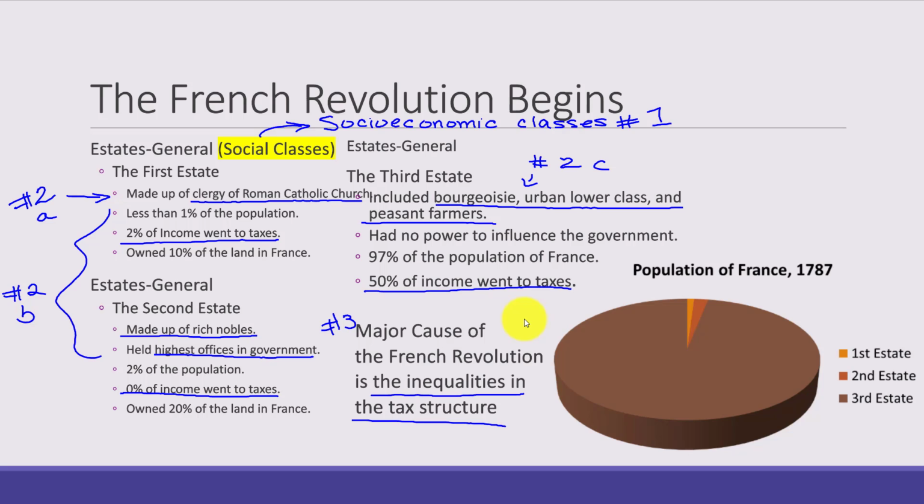The third estate was upset, mainly because most of them were bourgeois, the bourgeoisie, the lower class, urban lower class, and peasant farmers. Most of them did not have that kind of money to give in taxes, so they're going to be upset. And this, as you see here for number 3, this was the major cause of the French Revolution, that inequality or that unbalancing of the tax structure in France. Okay, so that's your answers for number 1, number 2, part A, B, C, and number 3.